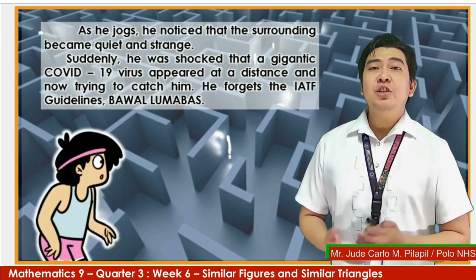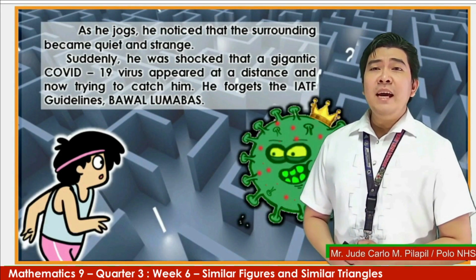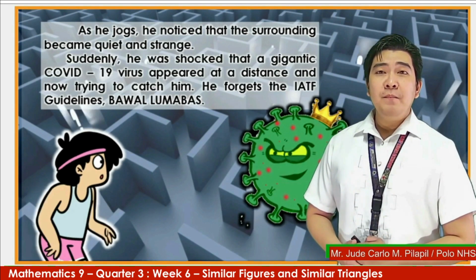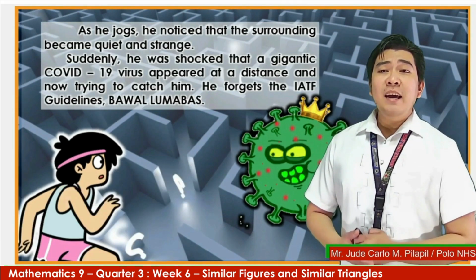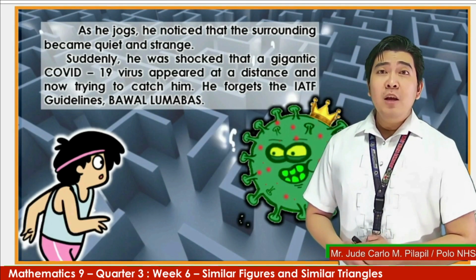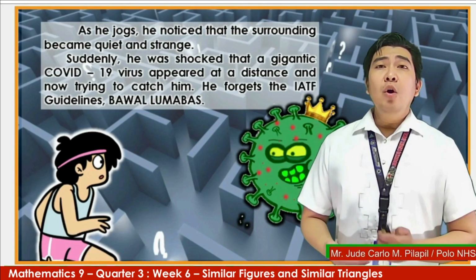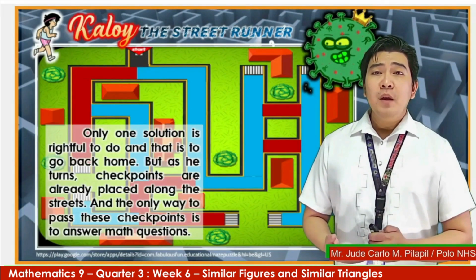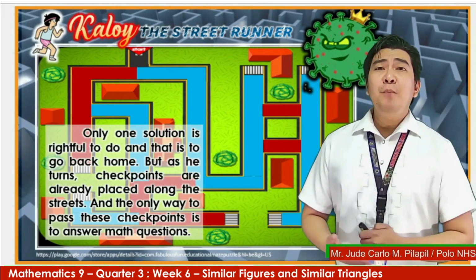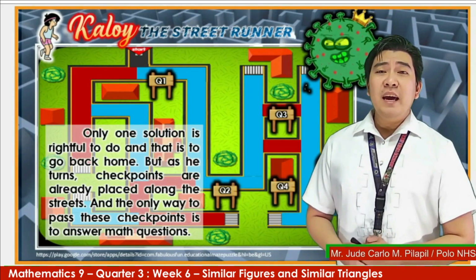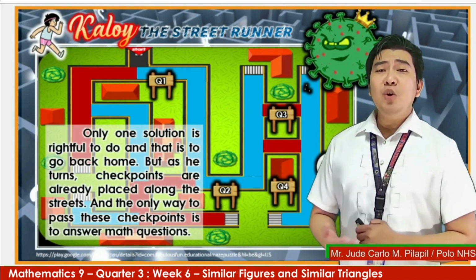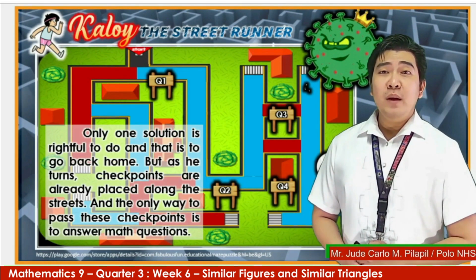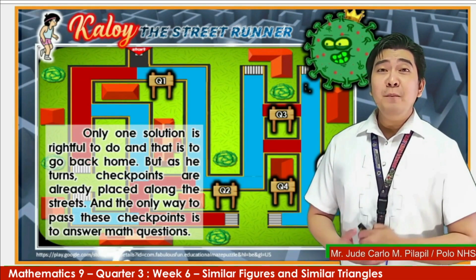Suddenly, he is shocked that a gigantic COVID-19 virus appeared at a distance and is now trying to catch him. He forgets that the IATF guidelines say bawal lumabas. Only one solution is rightful to do, and that is to go back home. But as he turns, checkpoints are already placed outside the streets. And the only way to pass these checkpoints is to answer math questions. Are you ready to help him lead his way back home?